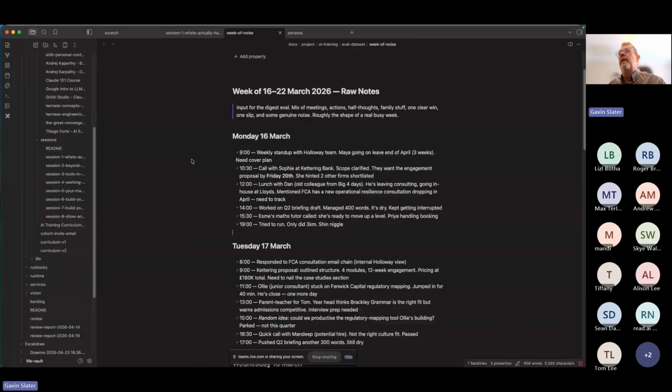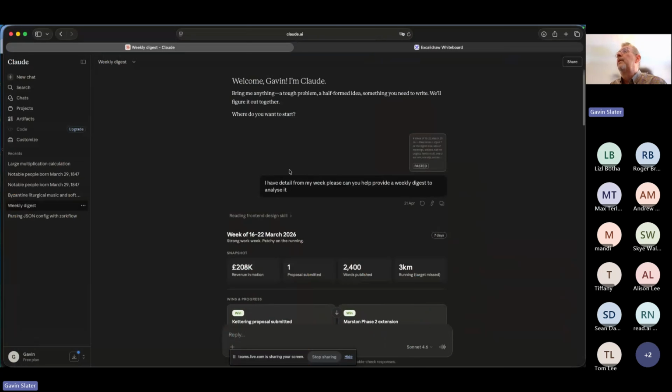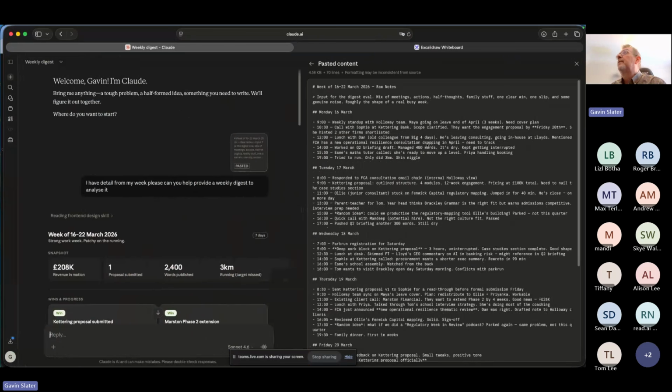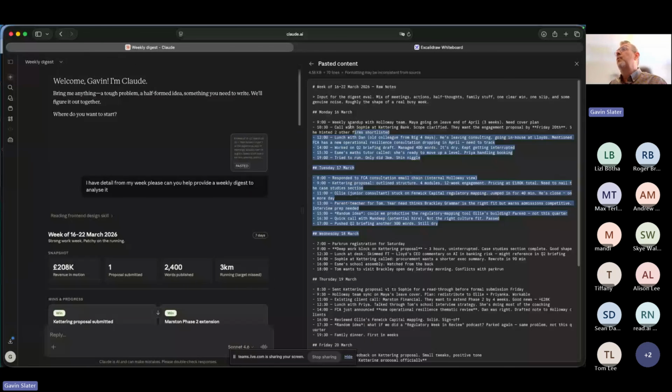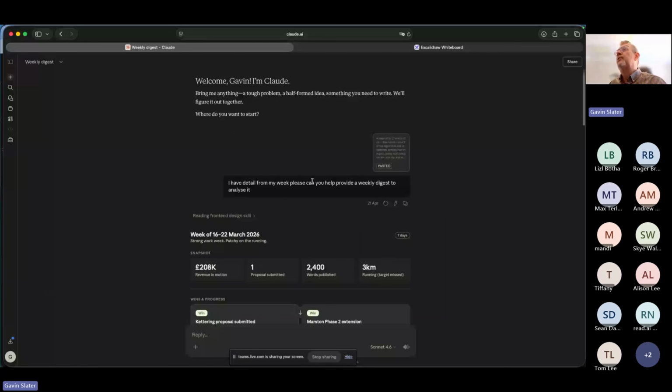So the first thing we can do is take this week and put it into Claude. What I did was take this exact week of noise and put it into Claude or ChatGPT or Gemini. I tend to use Claude because I think it's certainly the best LLM I've found. ChatGPT is also, I would say, a close second. I tend to use Claude for most of my stuff. So I pasted this content into Claude and I said, I have detail from our past week, please can you help provide a weekly digest to analyze it?